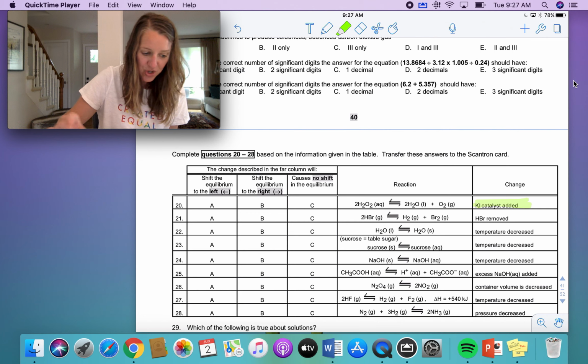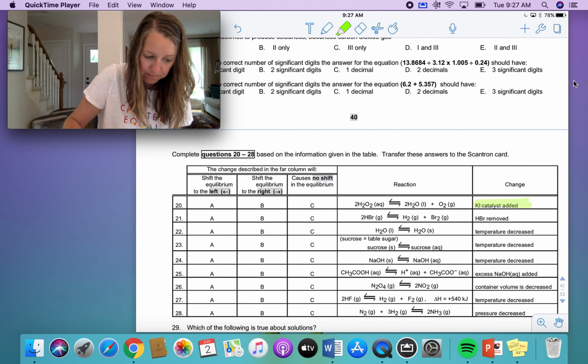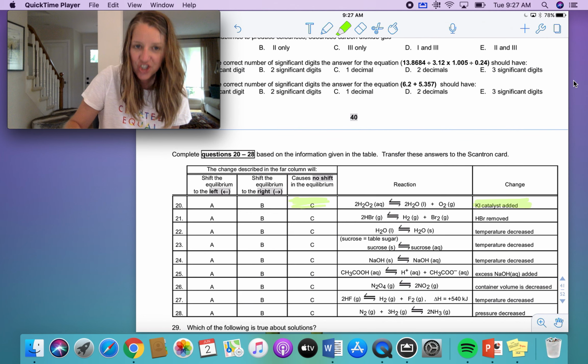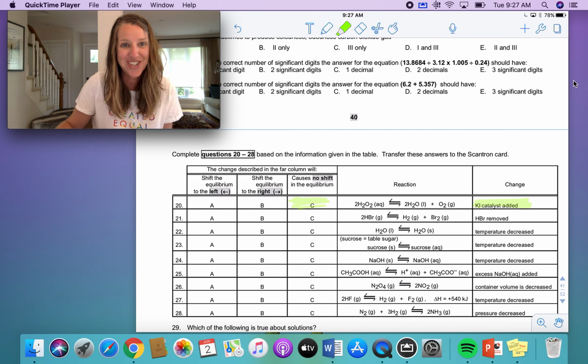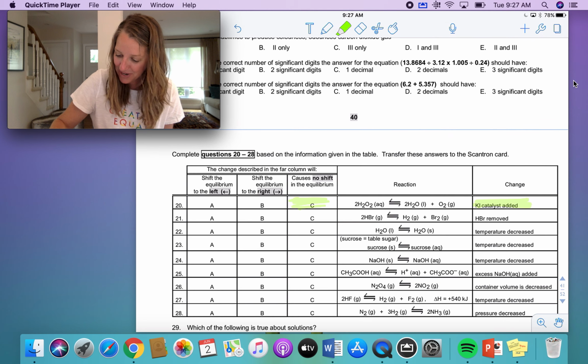No, no change to the equilibrium, right? Because adding a catalyst just increases the rate at which the equilibrium is going to be established. It has nothing to do with changing or shifting the equilibrium. So that's the catalyst. Add that into your notes as a reminder.